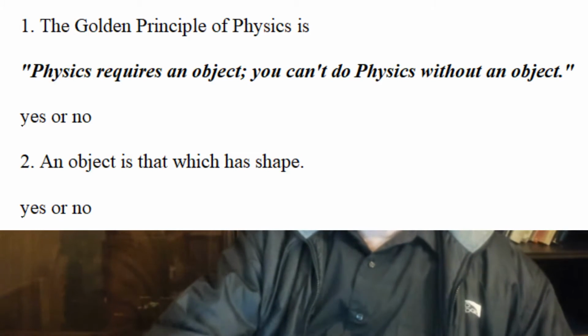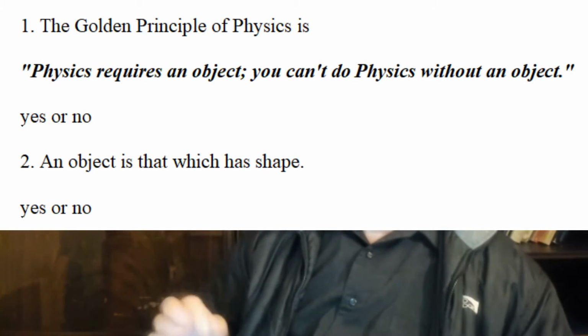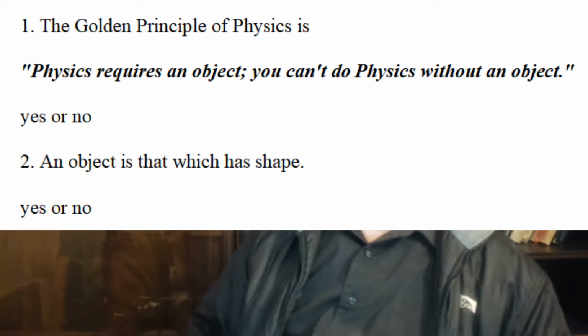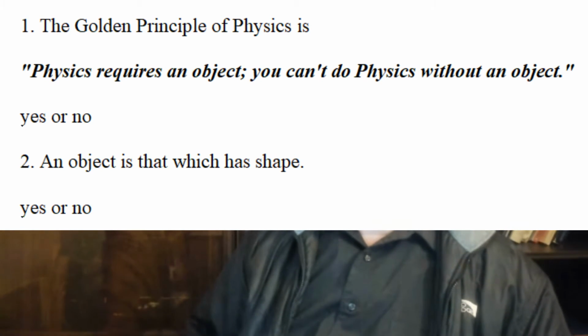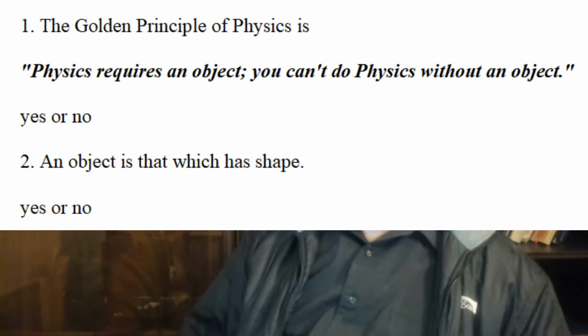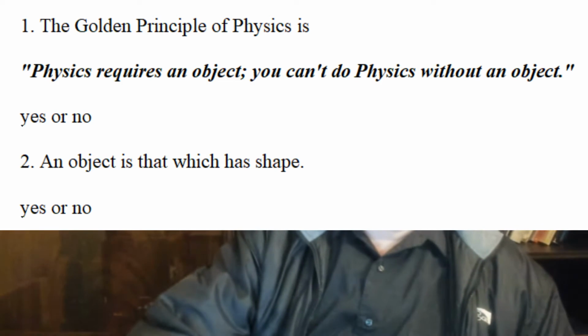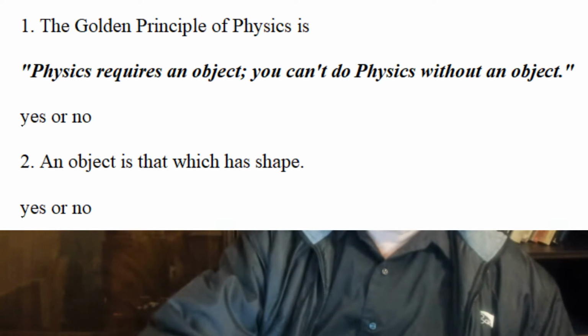The golden principle says that physics requires an object. You can't do physics without an object. I mean, what would there be to study? What would you be observing if there were no objects? Vacuum. And if physics requires an object, the next step is to define what an object is. And we define it in physics as that which has shape. The universal property all objects have is shape. And that's our starting point. That's the beginning. Okay?